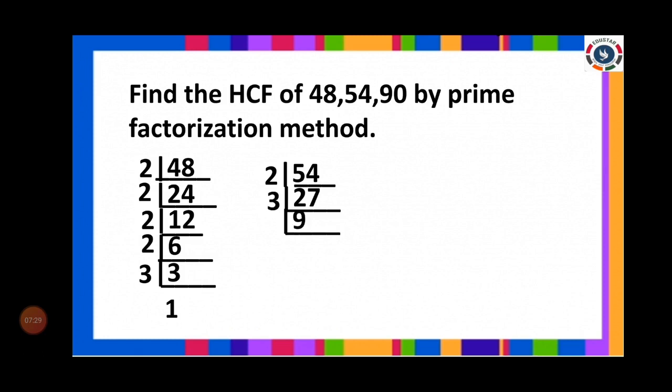Again 9 is a composite number. So which prime number is to divide the value? As 3. So you have to write 3. How many times 3s are there? 3 times 3. The same 3 is used to divide the value. You will get 1. Okay. Then you take and write 90.